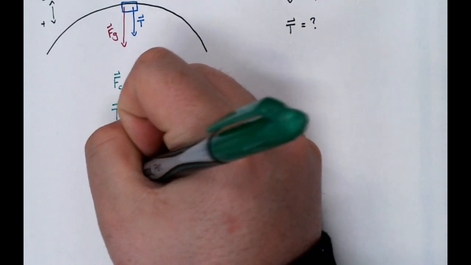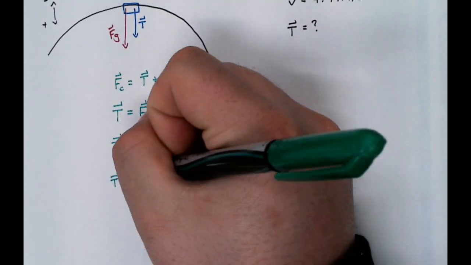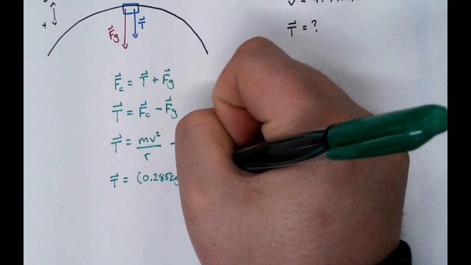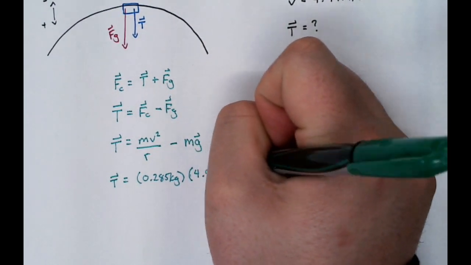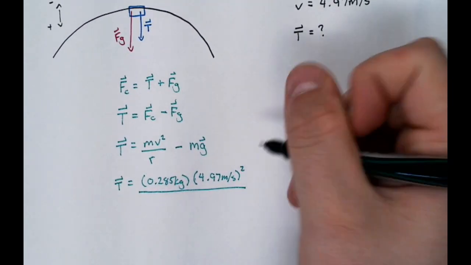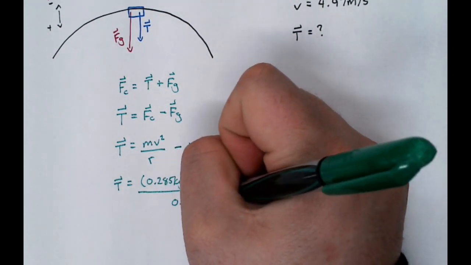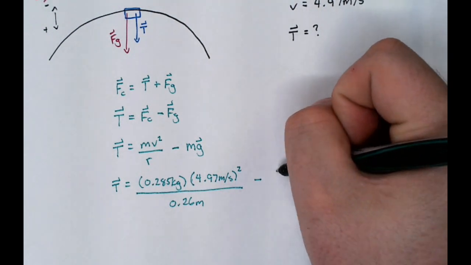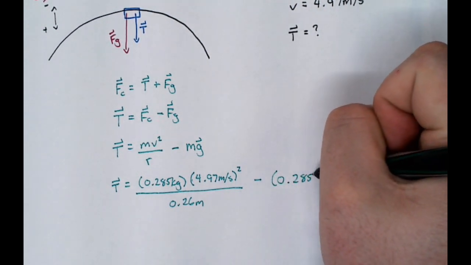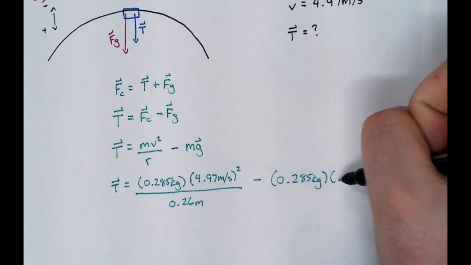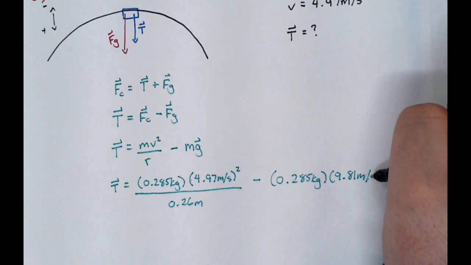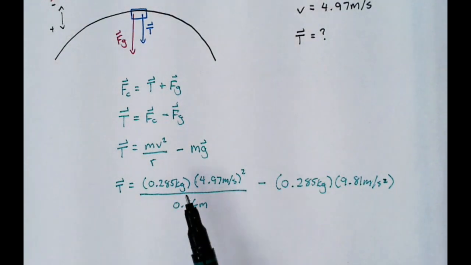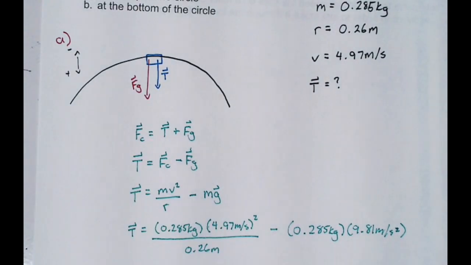So if we now plug in, we can solve. Our mass, 0.285 kilograms. Our velocity, 4.97 meters per second, squared, divided by the radius, 0.26 meters, minus our force due to gravity, which is our mass, 0.285 kilograms, times your acceleration due to gravity, 9.81 meters per second squared. Again, these are positive because in my diagram I made down positive.